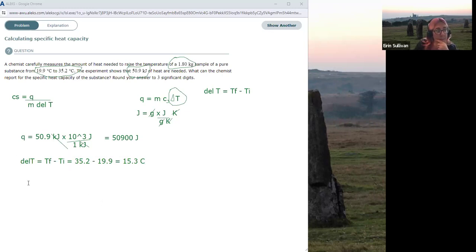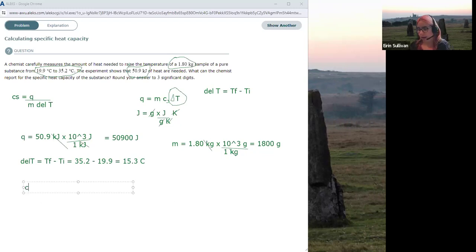So mass is in kilograms, so I've got to convert kilograms to grams. 1.80 kilograms. I know kilo is 10 to the power of 3, so 1 kilogram is 10 to the power of 3 grams. Lovely stuff. So that means I have 1,800 grams. All right, lovely jubbly. So I think all my ducks are in a row. I think I can just plug and chug.